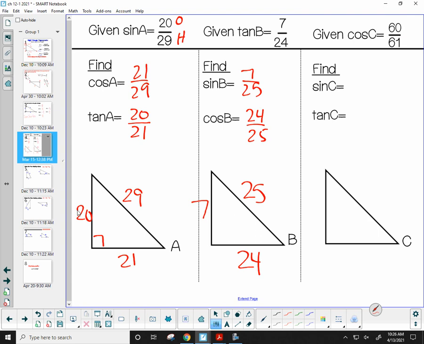Do you think you have it, or do you want to do one more? Anybody want to do one more? Okay, all right, so it's there if you want to do it, and if you want me to check it, I can do that too.